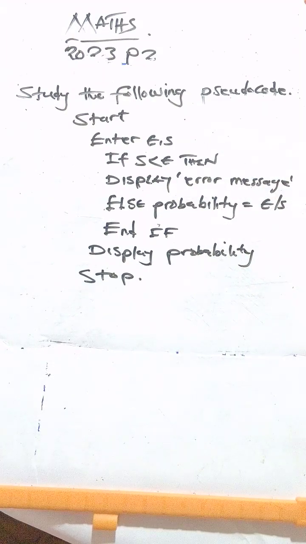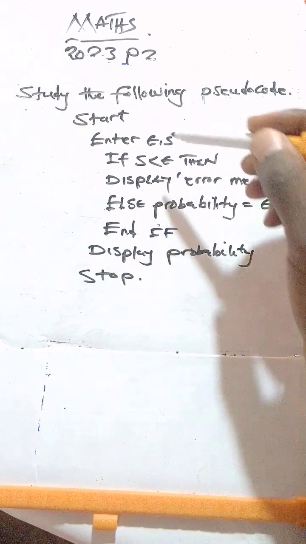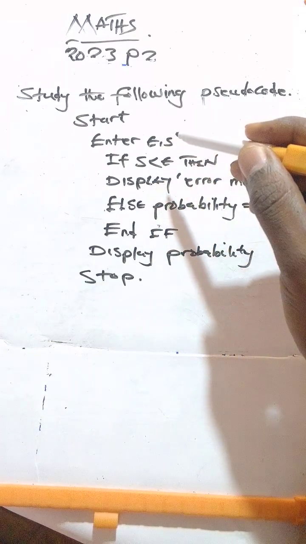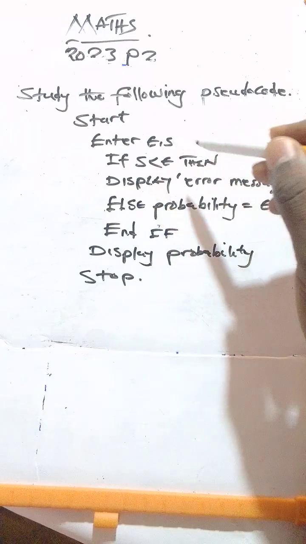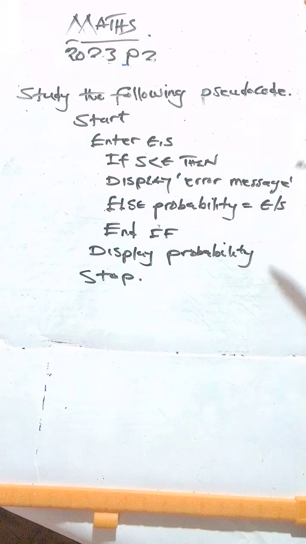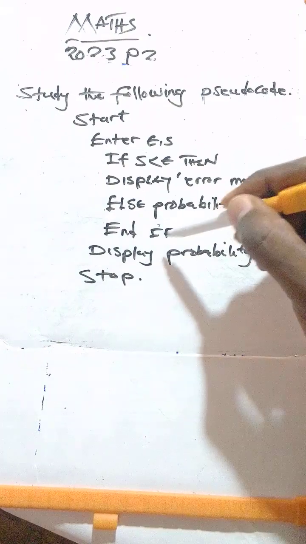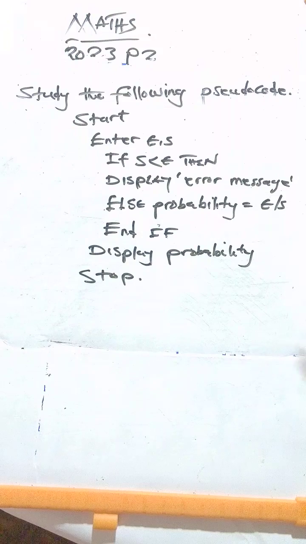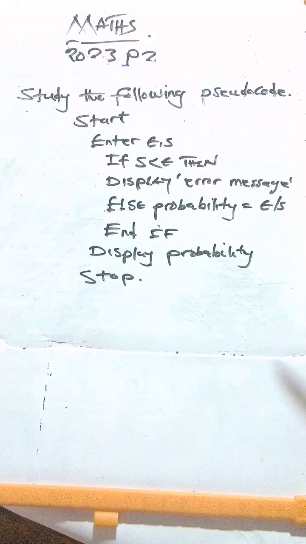So start, enter E, S. If S is less than E, then display error message, else probability is equivalent to E over S. And then display probability, then stop. So this question is 5 marks. Now, out of 5 marks, you cannot just get 0 out of it. So you need to understand the shapes which are used under computer.